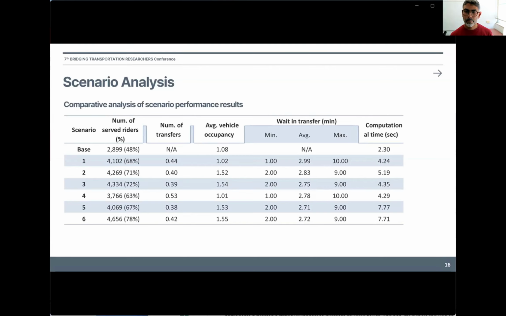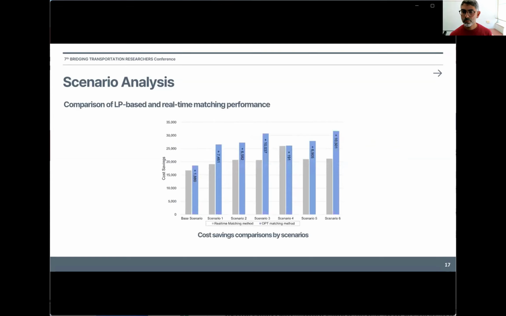We compare the LP-based optimization matching method with a real-time matching algorithm across all scenarios. In every scenario, the LP method achieves higher cost savings. The difference is particularly significant in more complex scenarios, where the real-time algorithm misses opportunities that the LP method captures.